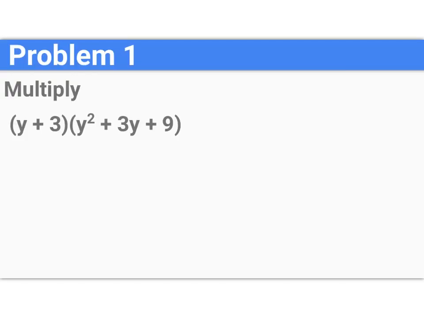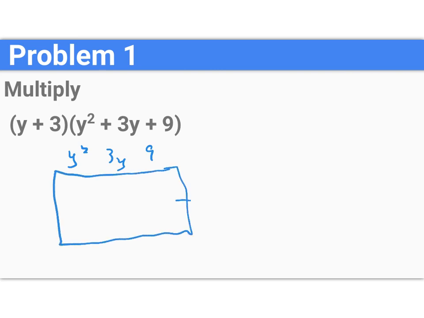Okay, problem 1. I am going to multiply using the box method. So I'm going to put y squared, 3y, and 9. And I always like putting my trinomial on top. That's just me. You can do it whatever way you like.